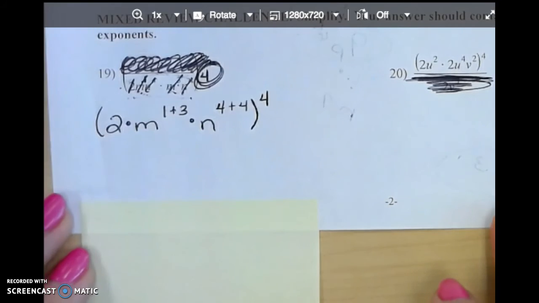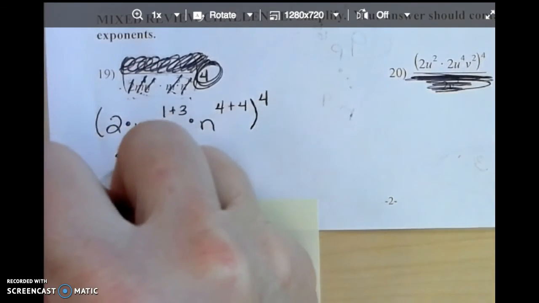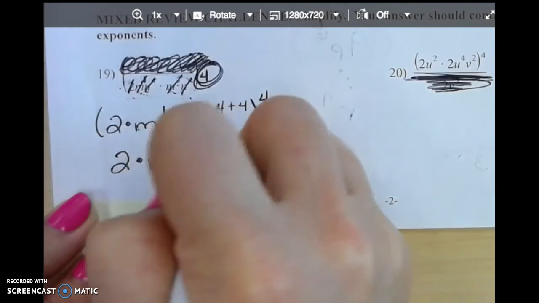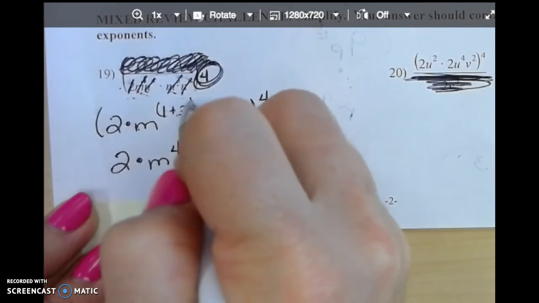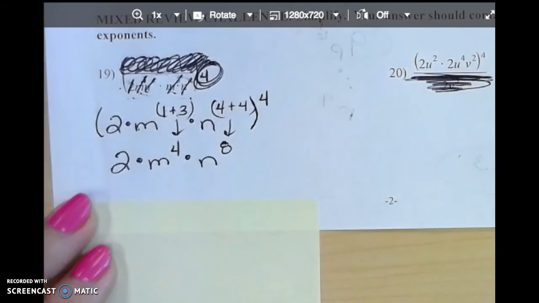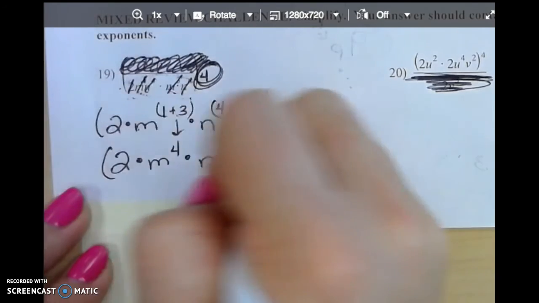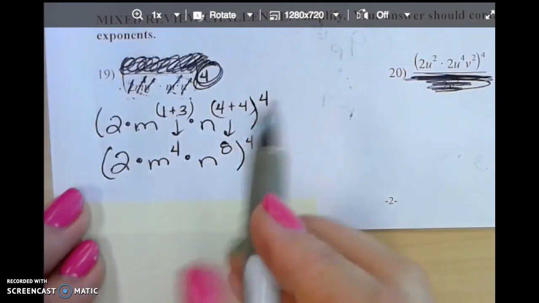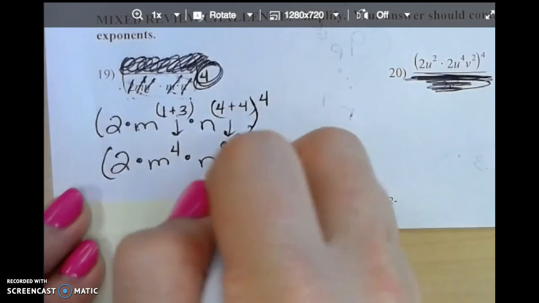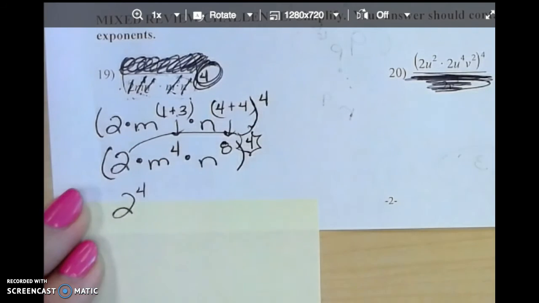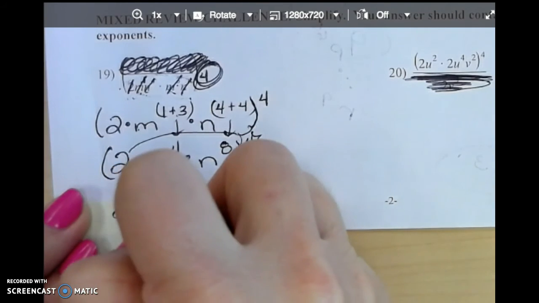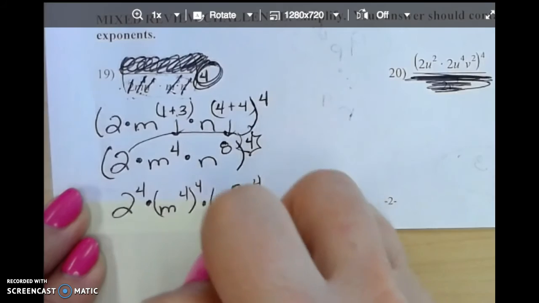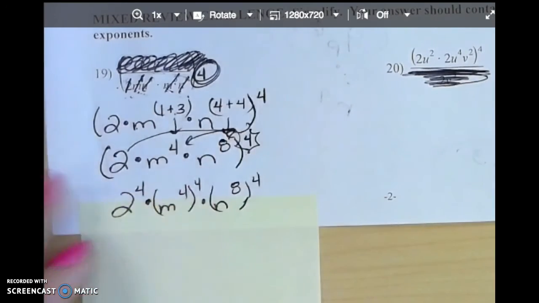Now I'm going to simplify one more time before I distribute. 2 times m to the 4th times n to the 8th. All I did was combine my addition. Now I have 2m to the 4th n to the 8th, all to the 4th. Now I'm ready to distribute my exponent 4. 2 is going to get 1, 2 to the 4th. M to the 4th is going to get 1. And n to the 8th is also going to get 1. I've distributed it to each of the bases.